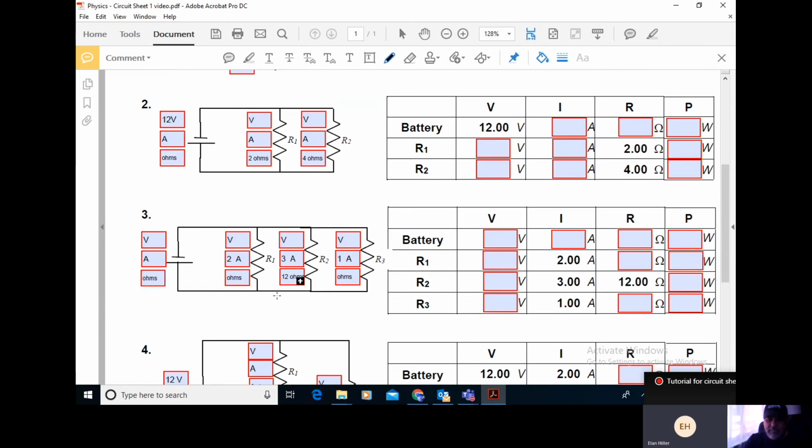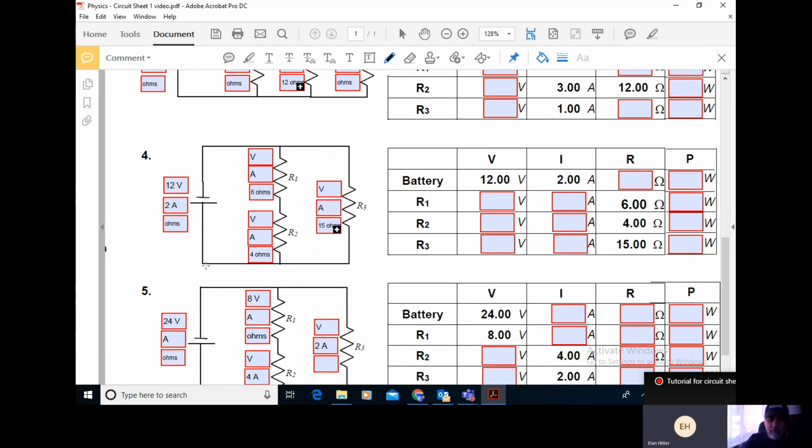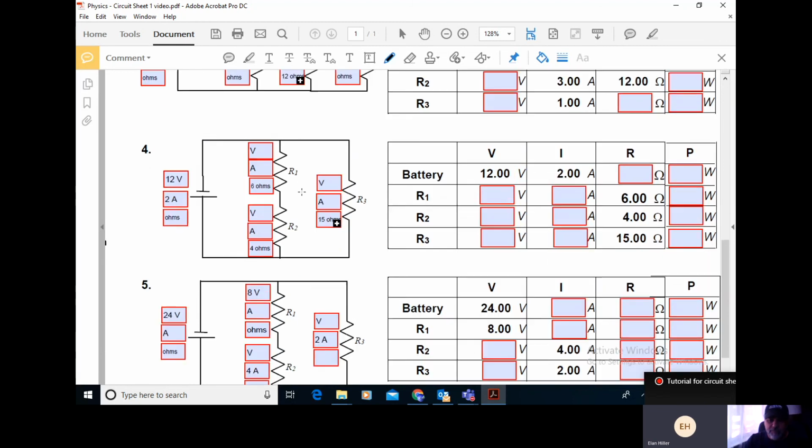Number three, exactly the same thing. The only difference is the current splits three ways instead of two ways. Number 4 and 5 have the same circuit, but different information given.